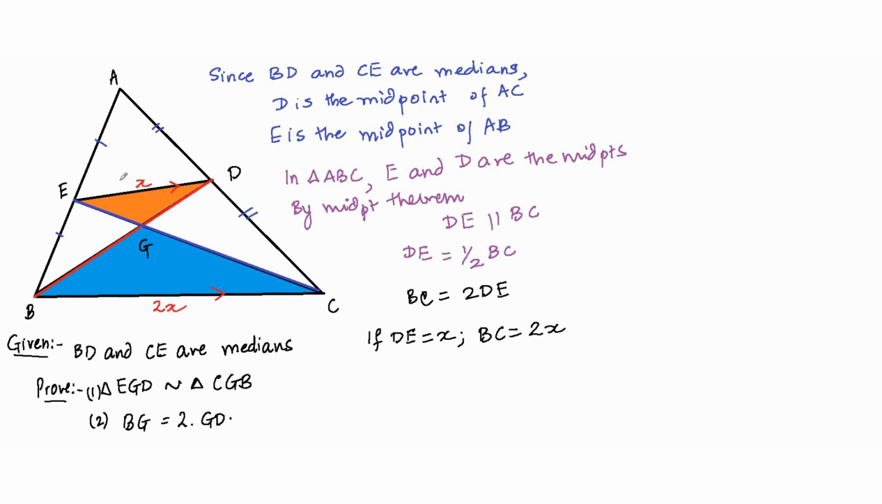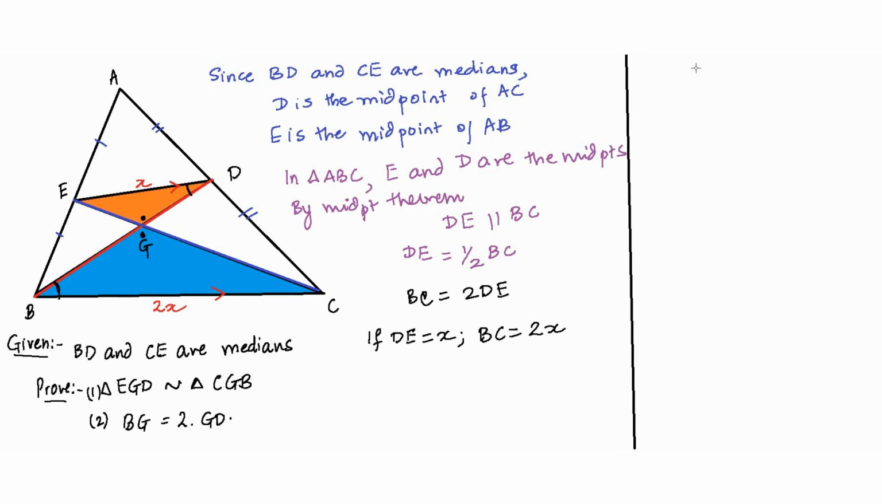So now I can say that because these two lines are parallel to each other, can I mark some angles as equal? I can definitely do that. I know that angle D in this triangle EGD is going to be equal to angle B in triangle GBC because of alternate interior angles. And I also have vertically opposite angles equal, right? So by AA test, I know that these two triangles are similar to each other. So I think I have figured out the right way to prove similarity.